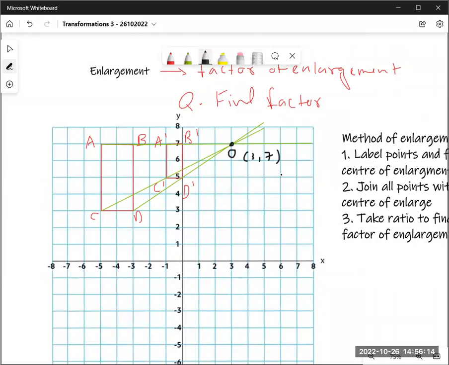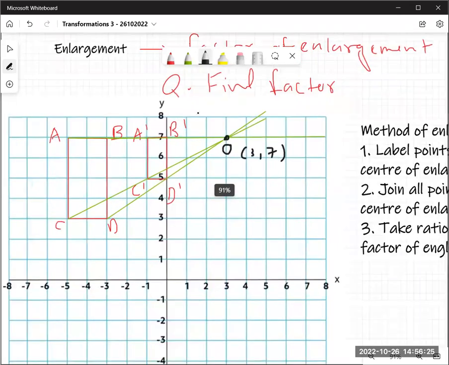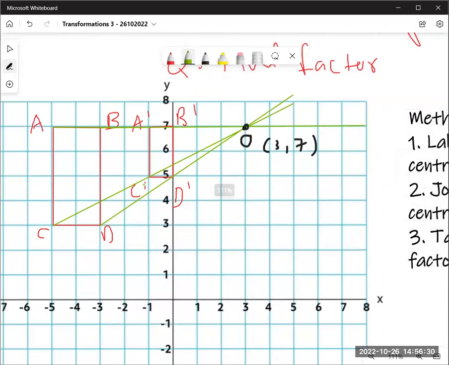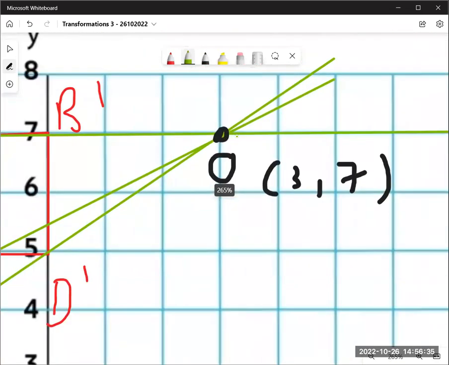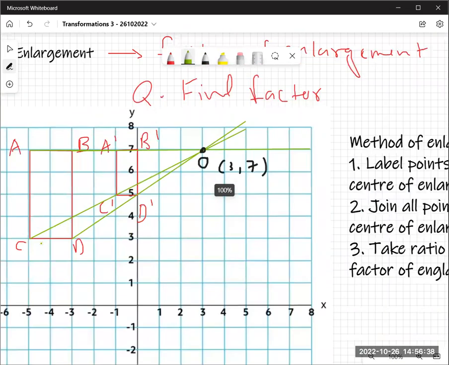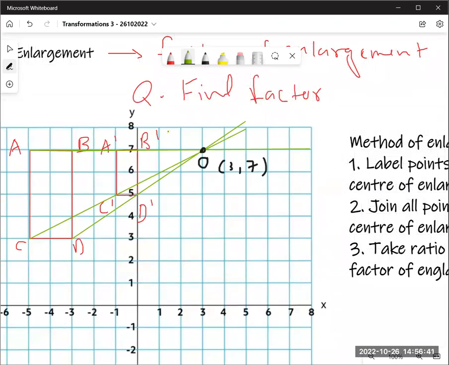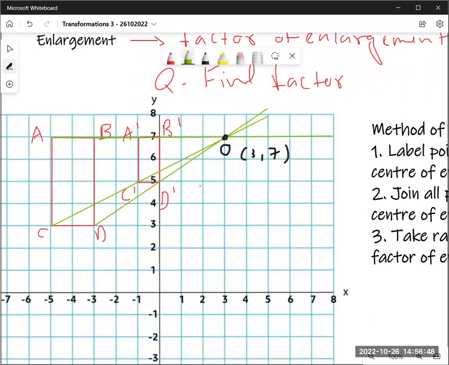Now we know, in this shape it's easy, the factor is 2, but sometimes the shapes are not this specific. It's not exactly at 3,7, right? It is exactly at 3,7. When you connect all of these points together, C dash with C, D dash with D, A dash with A, B dash with B, and extend them forwards, you'll see that all of them join together at this point right here. Not always in this question.